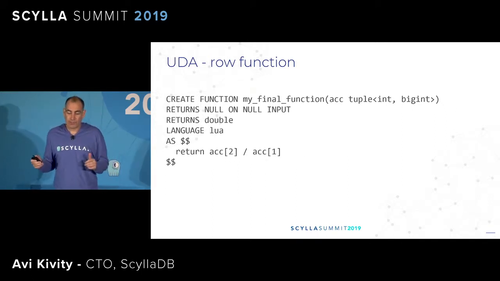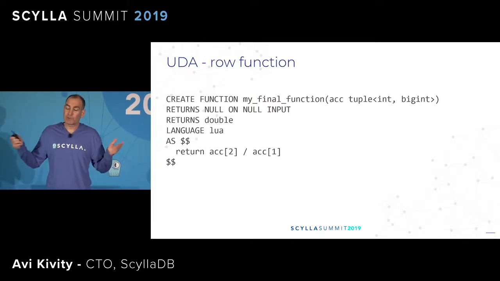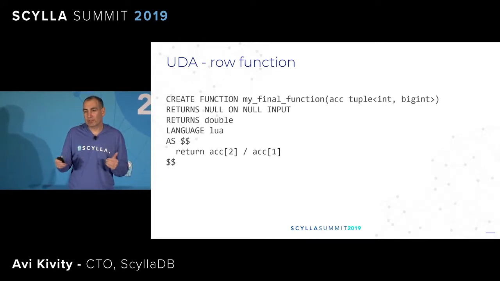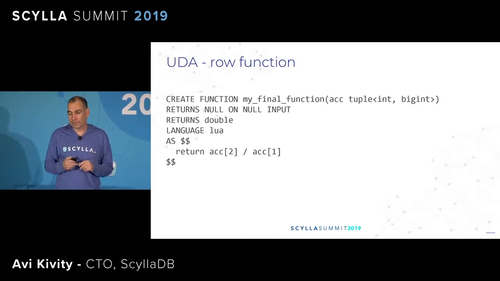Let's look at the final function. Again, we accept the accumulator. We processed all of the rows already. The database reached the end of the partition or the end of the group, and it wants to return a value. So it just gives us the accumulator. Again, we return null on null input. And this time, we return a double. So we can change the data types as the flow progresses.